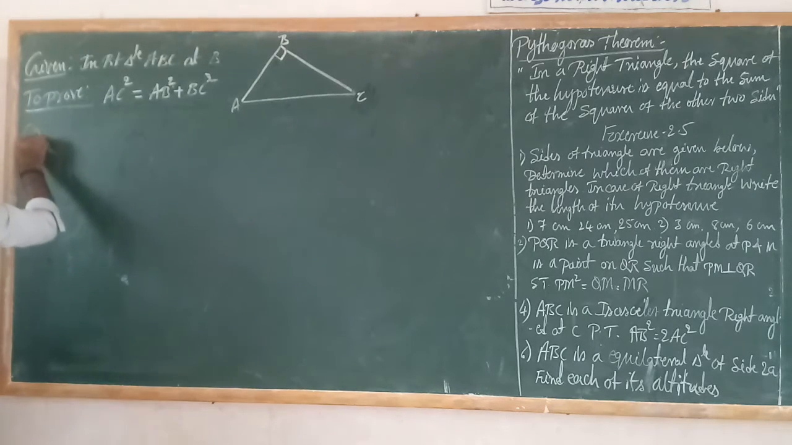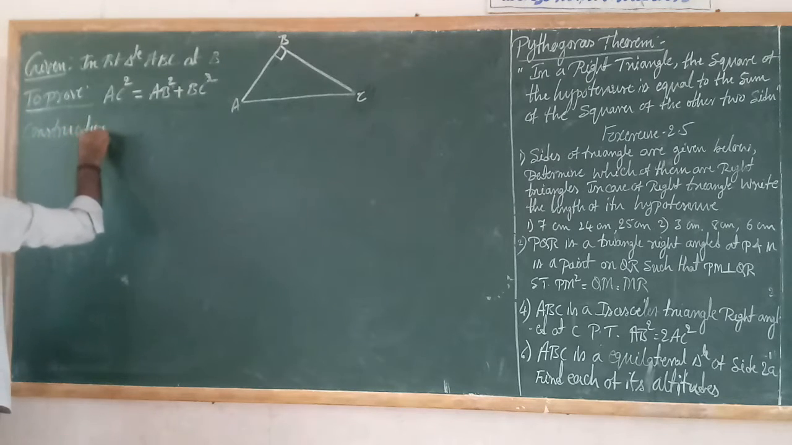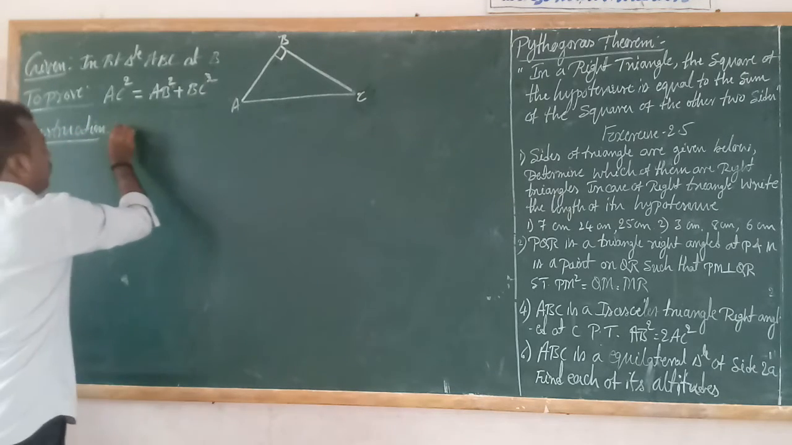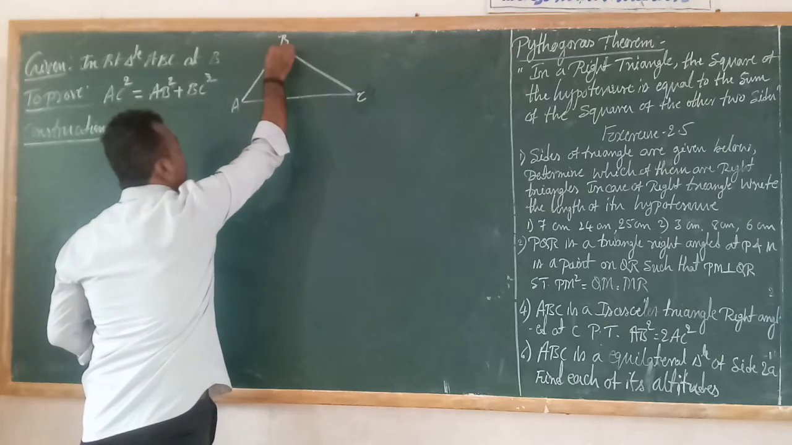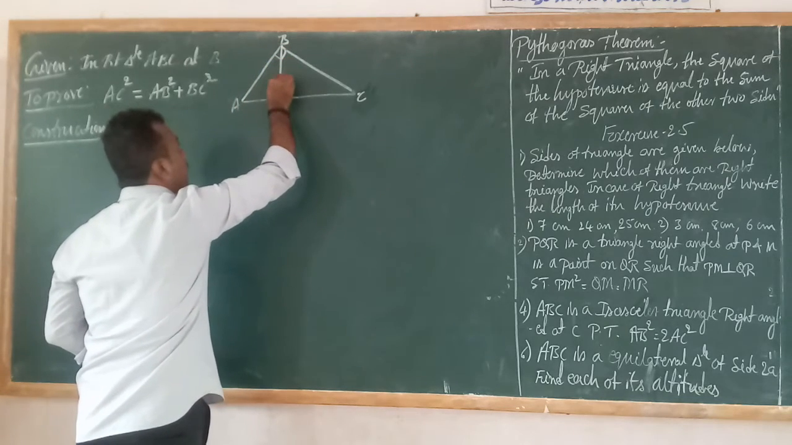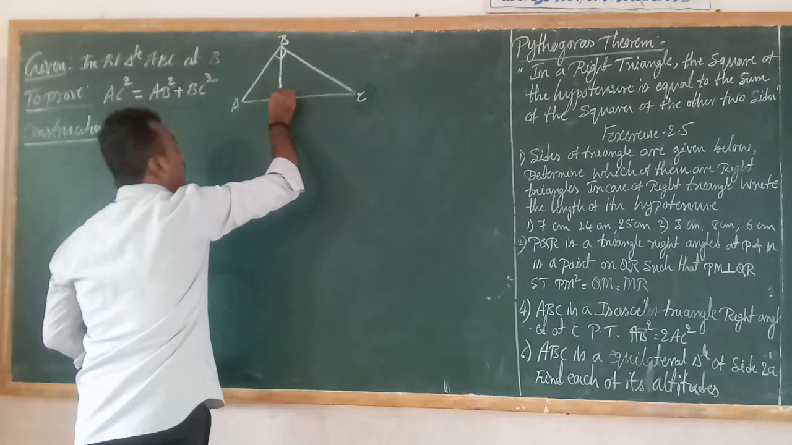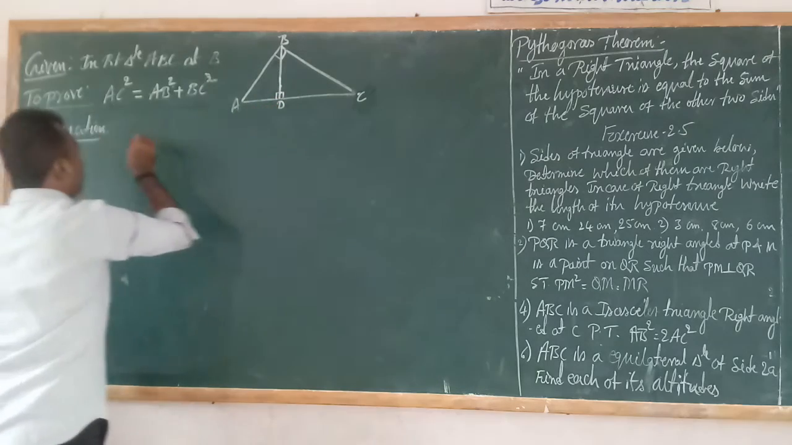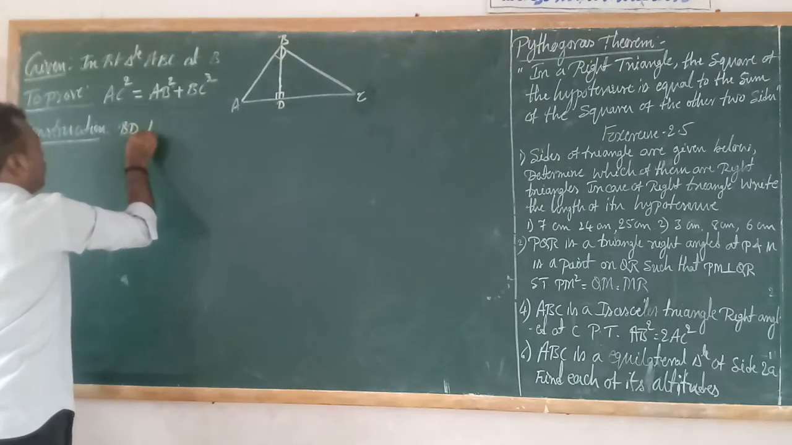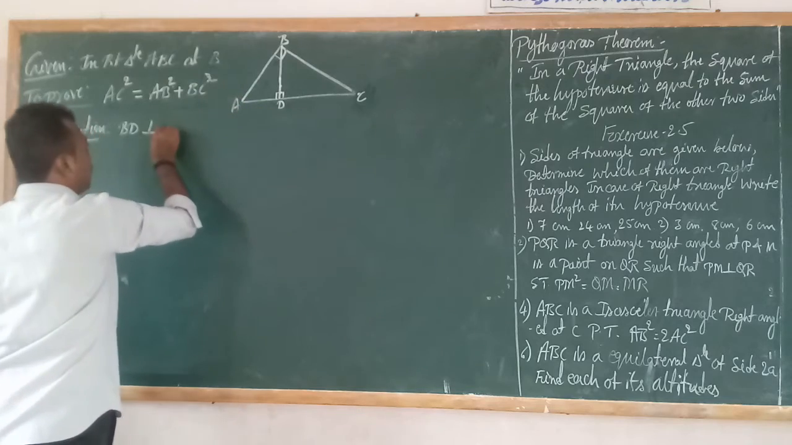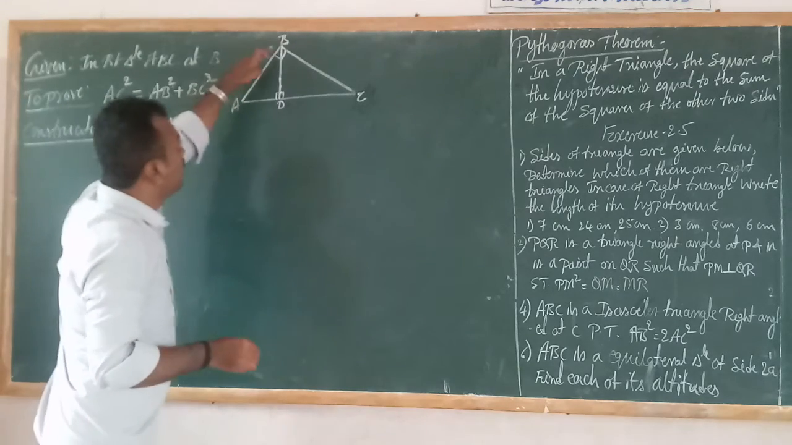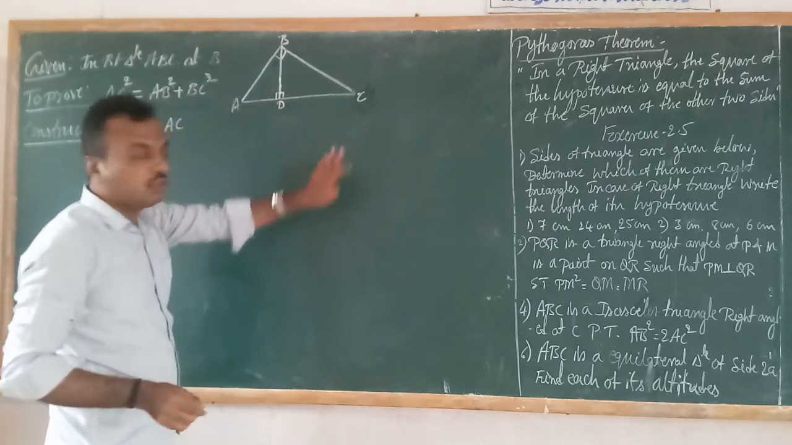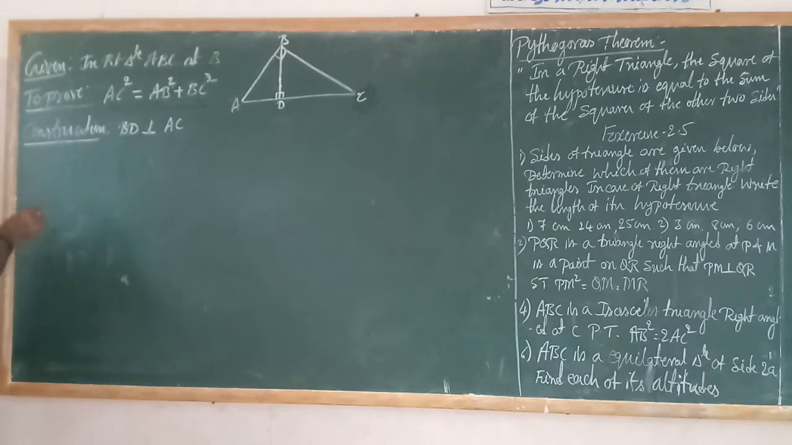We have to do a small construction. What is the construction? Draw BD perpendicular to AC. I will draw the line BD perpendicular to AC. Got it? So now the proof.